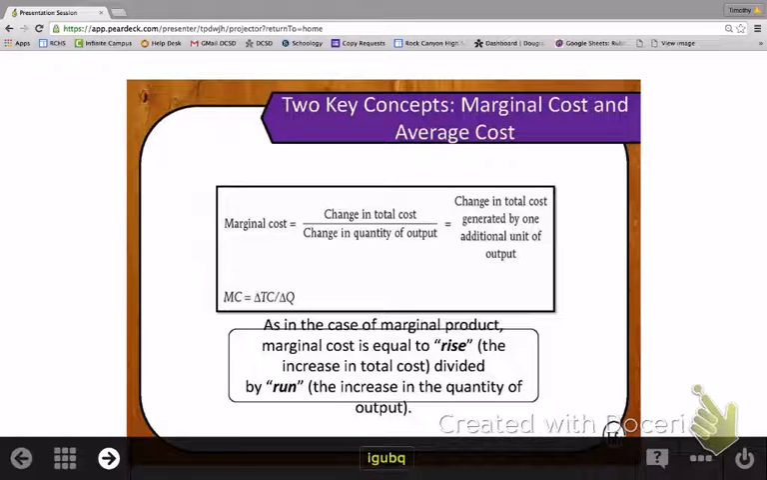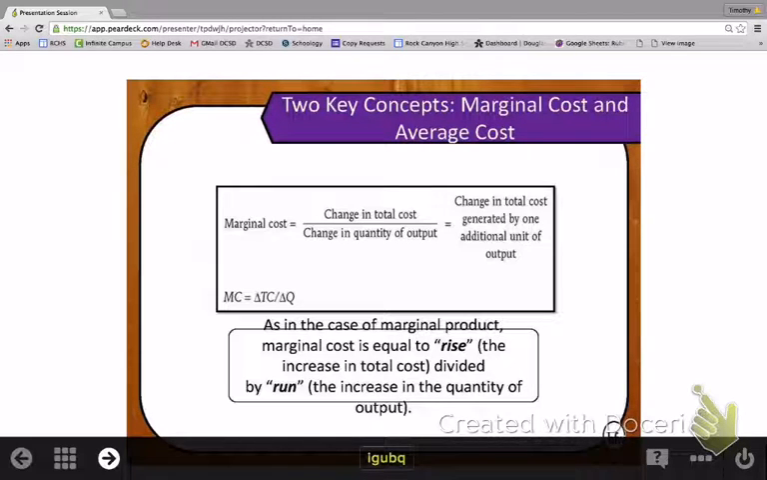As in the case of marginal product, marginal cost is equal to the rise divided by the run, which is the slope of the curve, the increase in total cost divided by the increase in the quantity of output, each measured on a different axis. And that's the slope of the curve. And so the marginal cost will always be the slope of the curve, just like it was with marginal product.